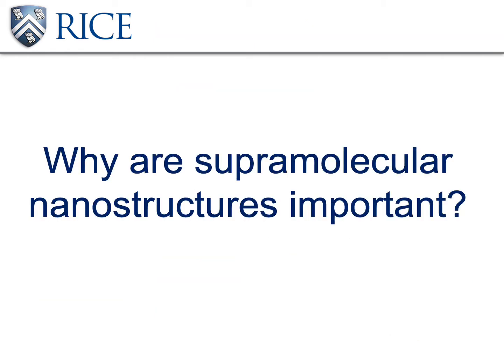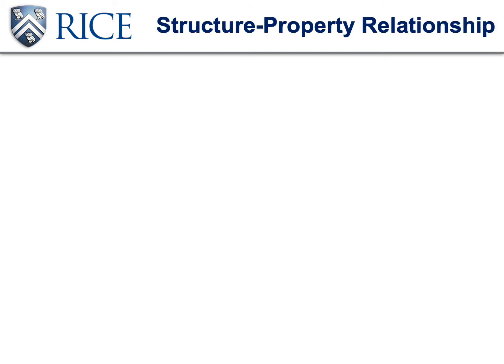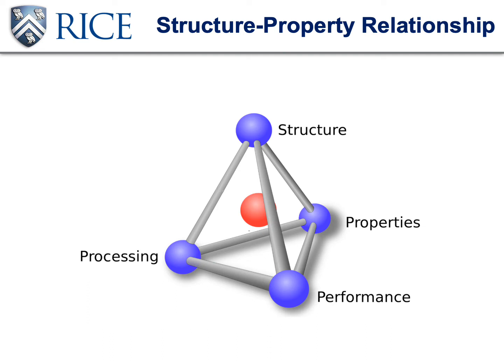Why are these supramolecular nanostructures important? One of the most important parts of materials science is the relationship between the structures and properties of materials. This is the materials tetrahedron. It illustrates how the four components of material science are all related to each other.